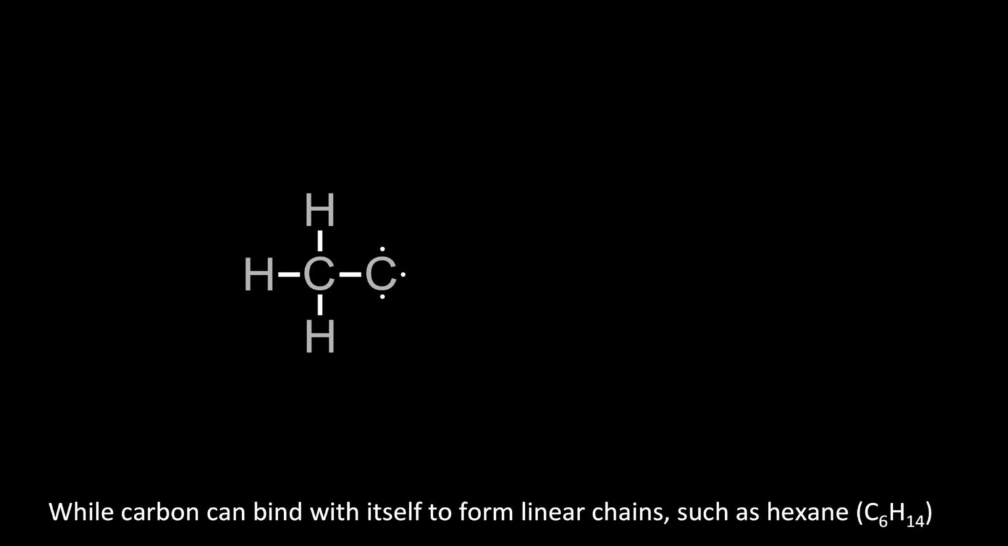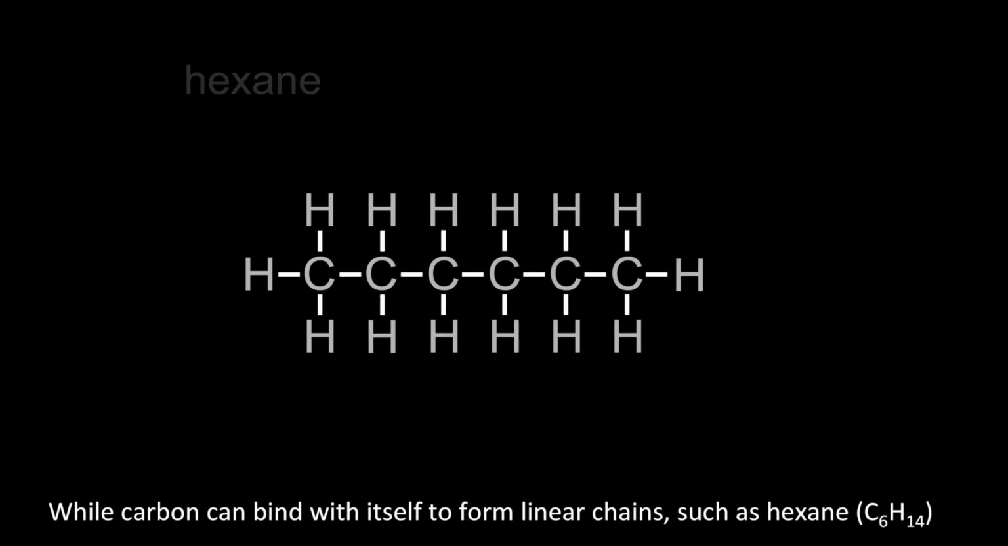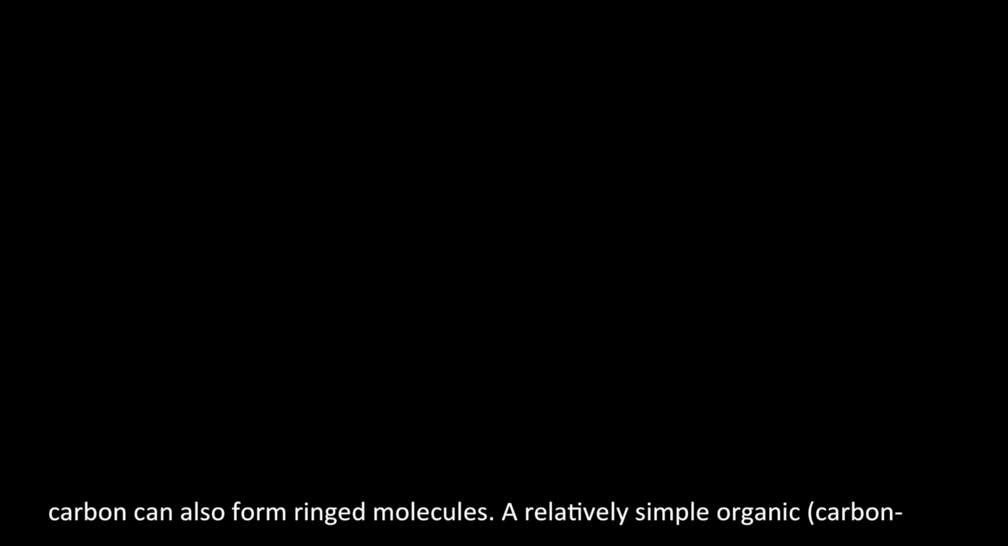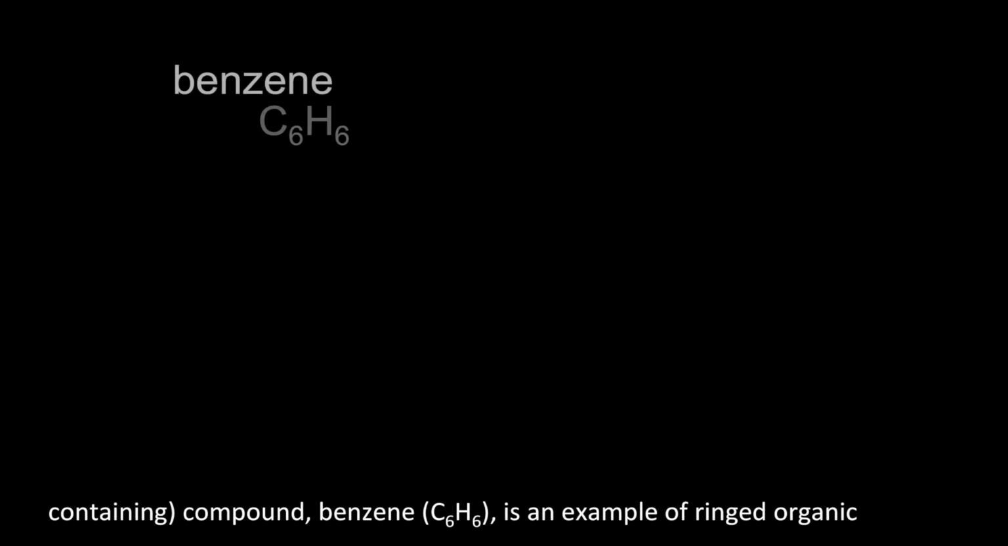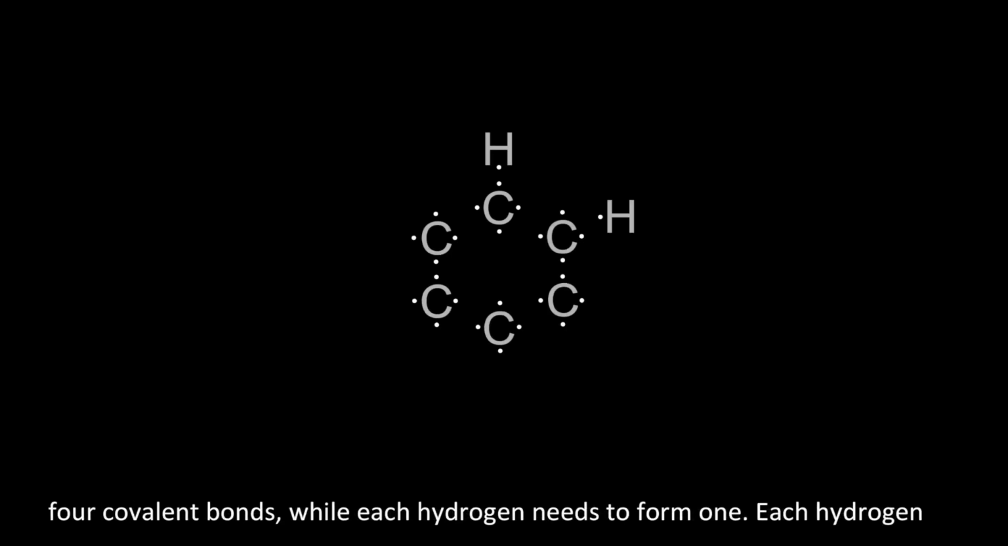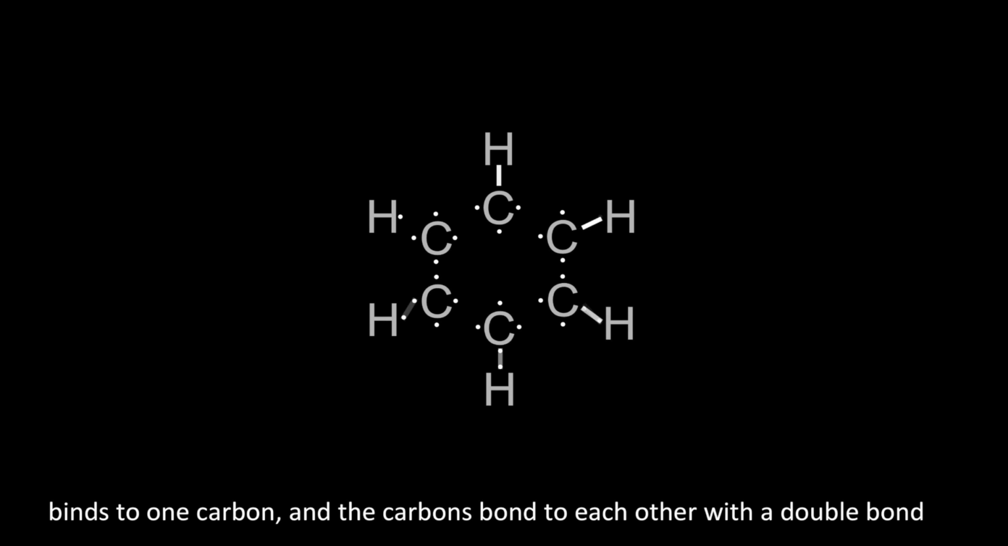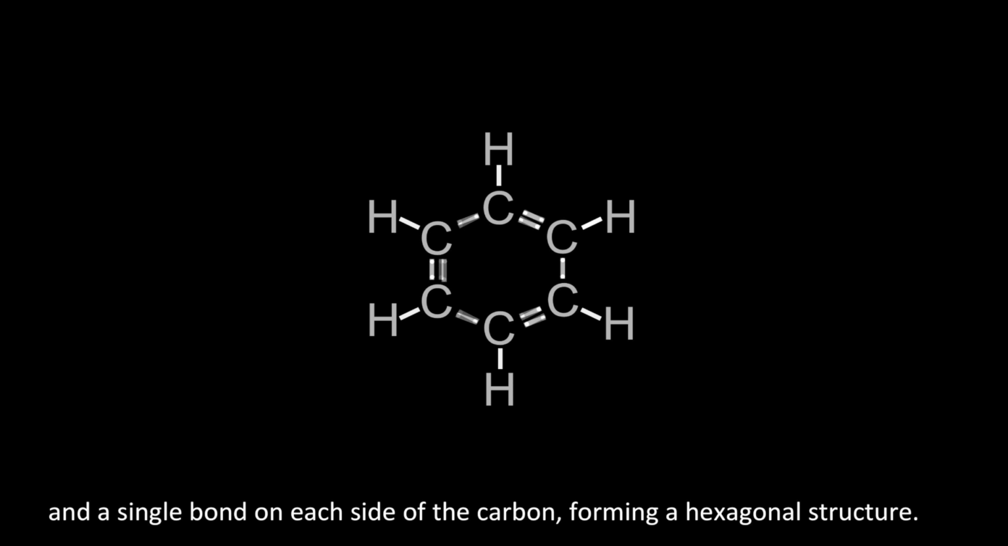While carbon can bind with itself to form linear chains such as hexane, carbon can also form ringed molecules. A relatively simple organic, which is a carbon-containing compound, Benzene is an example of a ringed organic compound. To make this molecule energetically stable, each carbon needs to form 4 covalent bonds, while each hydrogen needs to form 1. In this case, each hydrogen binds to 1 carbon, and the carbons bond to each other with a double bond and a single bond on each side of the carbon, forming a hexagonal structure.